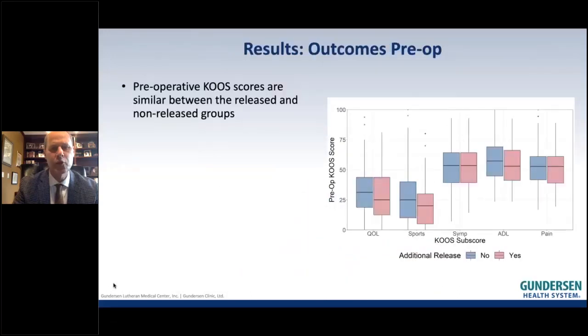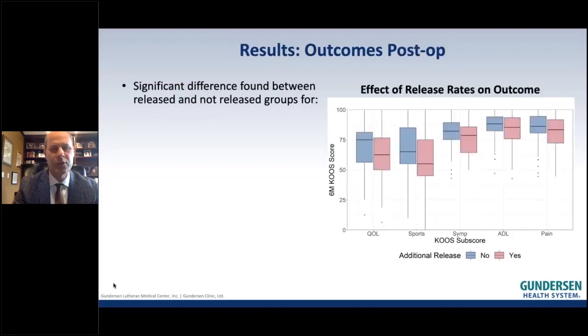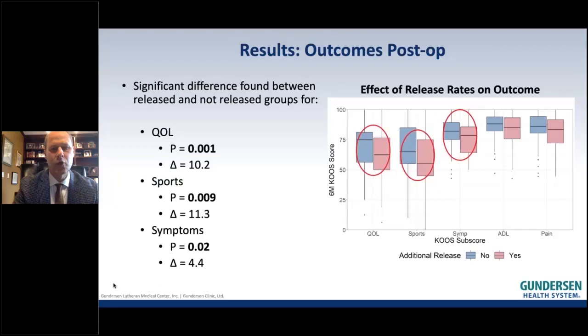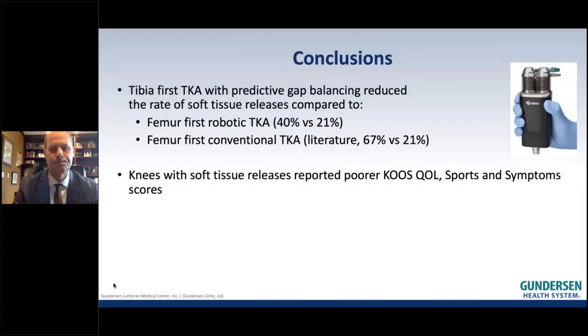Here are our pre-op KOOS scores, and there really wasn't much difference across the board before surgery between the release group and the non-release group. Post-op, looking at KOOS quality of life, there was a change of almost 10 for the patients that had 0 releases compared to even 1 release. We didn't quantify how many releases, just if you had a release or you didn't. For sports, 11 points different. And for symptoms, overall 4.4. The others didn't show a significant difference.